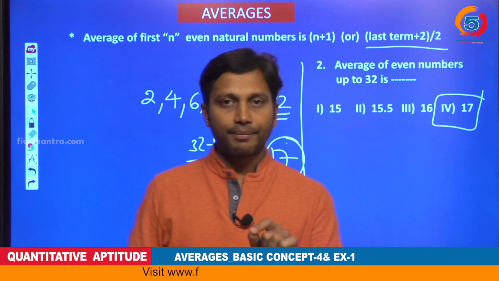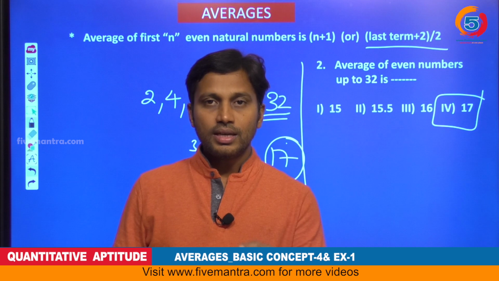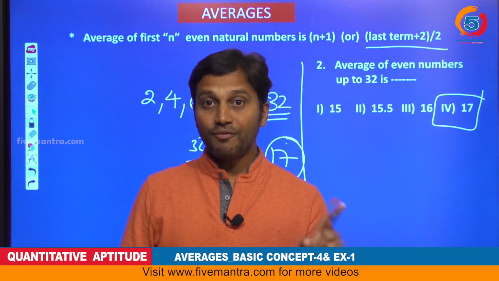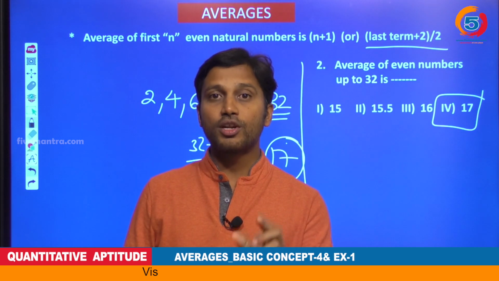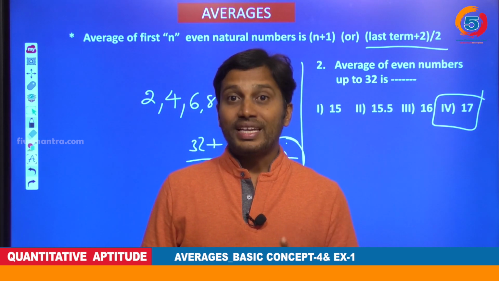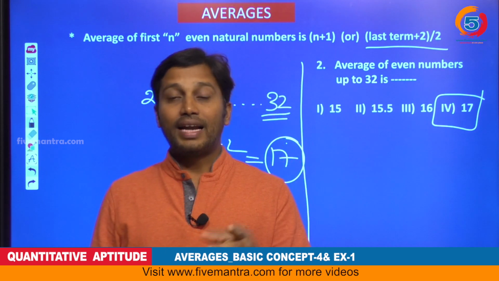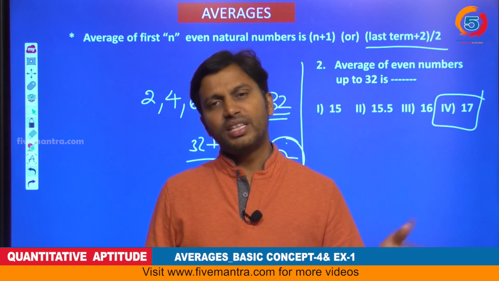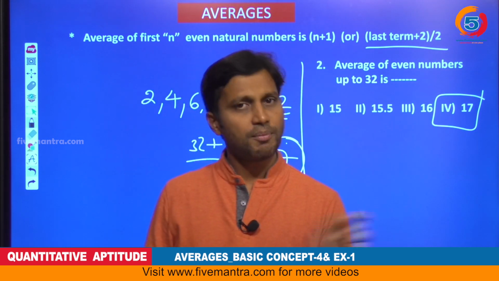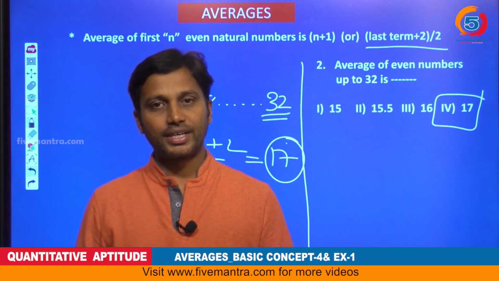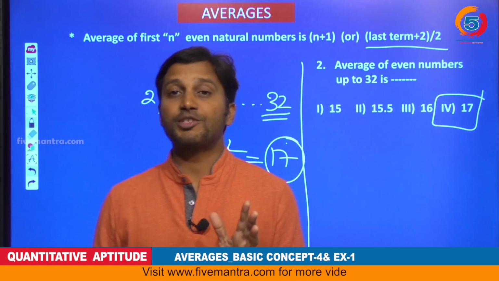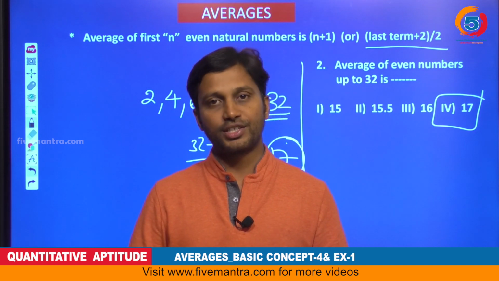So finally I am concluding here, what is the average of first n even natural numbers? Either n plus 1, where n is representing the number of terms, or last term plus 2 by 2 when the number of terms is not specified and the last term is given. Then we can find out last term plus 2 by 2 as the average of first n even natural numbers. I think you guys would have understood this. This is also a very small property, but carries much importance in a lot of examinations.